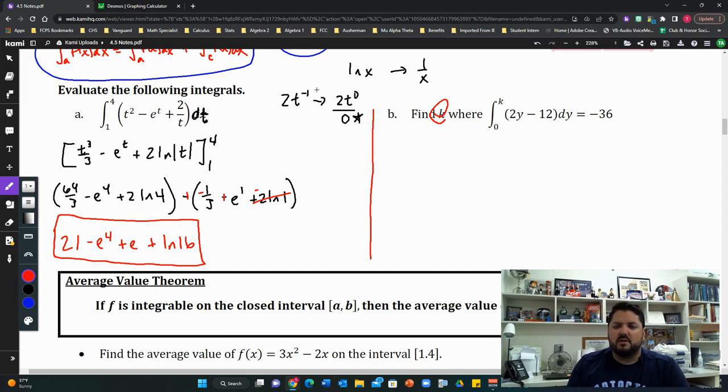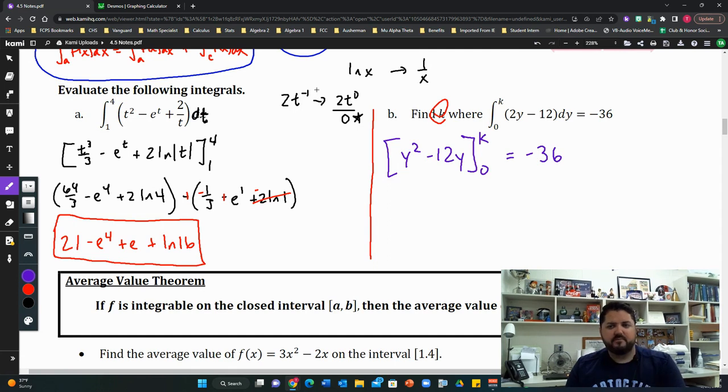But I would still integrate this guy like normal. So the integral of 2y, I want a different color, let's do purple. Integral of 2y would be y squared. Integral of negative 12 will be negative 12y. And we're going to go from 0 to k. But again, this result is equal to negative 36 the whole time.